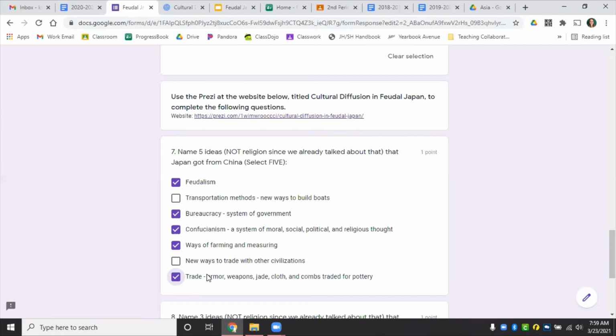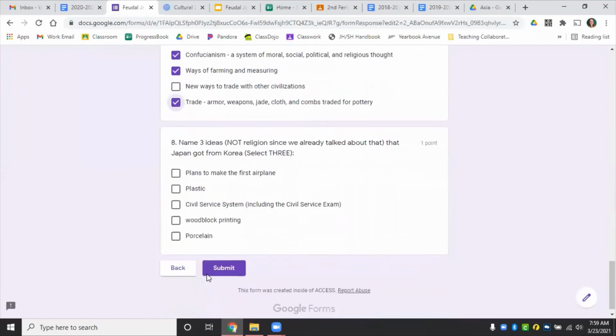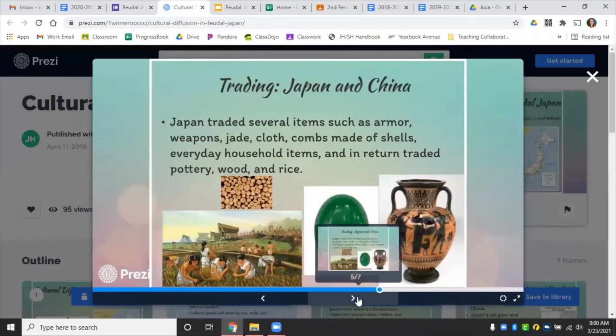Right? Now, the second place that Japan took a lot of their ideas from besides China was the Koreas. So let's take a look at some ideas that Japan got from Korea. Again, not religion, we've already talked about that. So we're looking for 3 from this list. Okay, let's go back to our Prezi and click the next arrow.